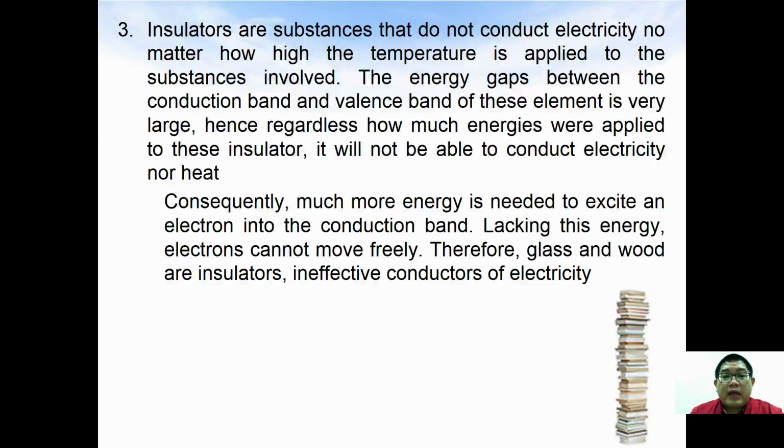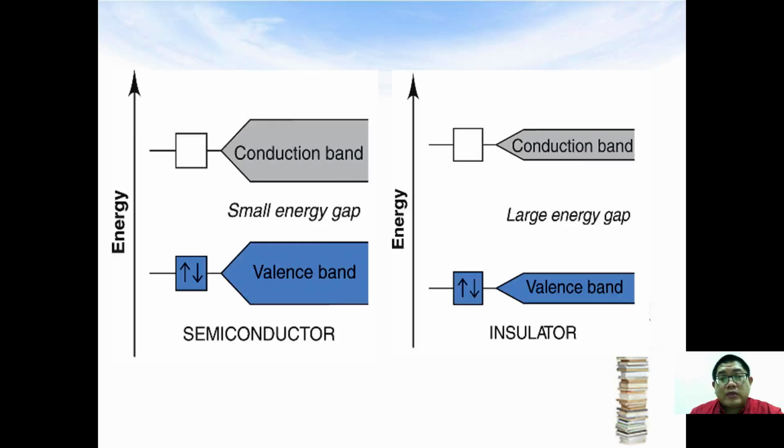Finally, insulators are substances that do not conduct electricity no matter how high the temperature applied to the substance. The energy gap between the conduction band and valence band is very large, so regardless of how much energy you apply, it will not be able to conduct electricity or heat. Consequently, much energy is needed to excite an electron into the conduction band. Lacking this energy, electrons cannot move freely. Therefore, glass and wood are insulators, ineffective conductors of electricity. This is what we talk about regarding the energy gaps in a semiconductor and an insulator.